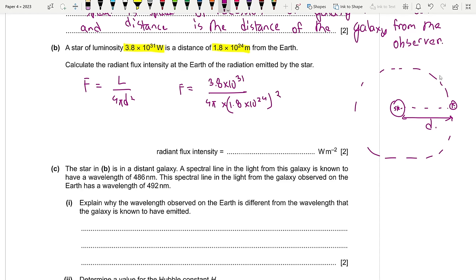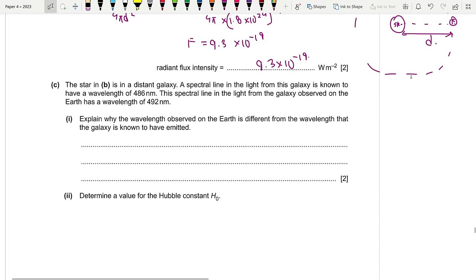Let's do that. 3.8 into 10 to the power 31 divided by 4 pi into (1.8 into 10 to the power 24) whole squared. Okay, so F is actually 9.3 into 10 to the power minus 19. I'm opting for a 2 SF answer because my data is given to 2 SF.